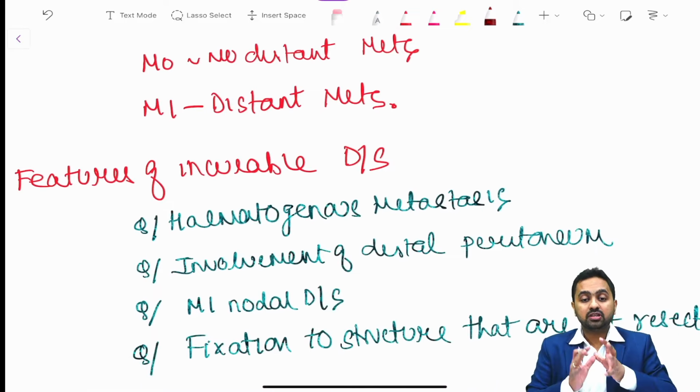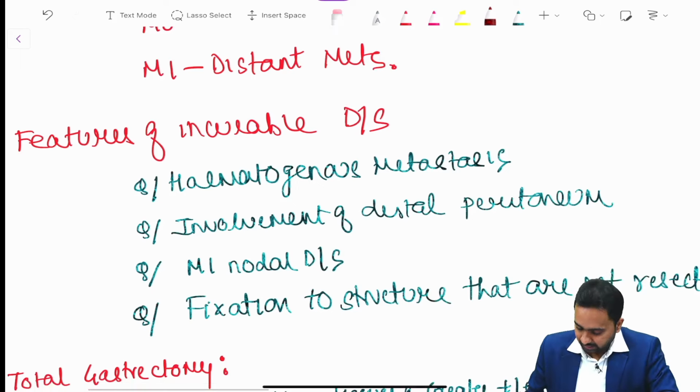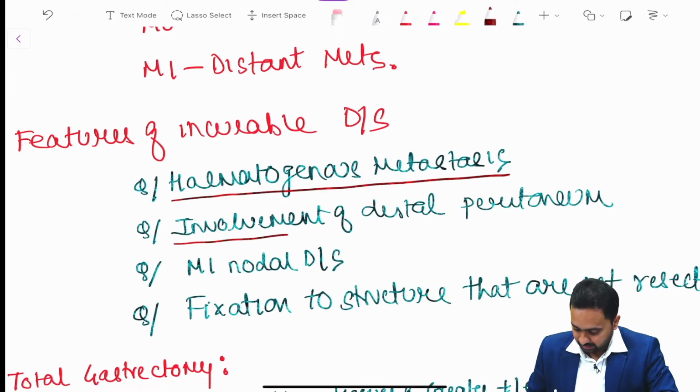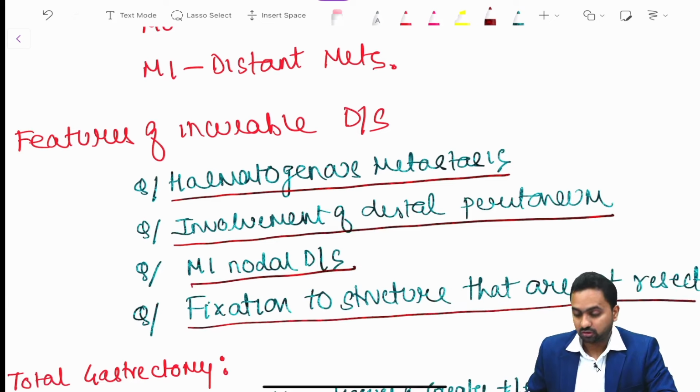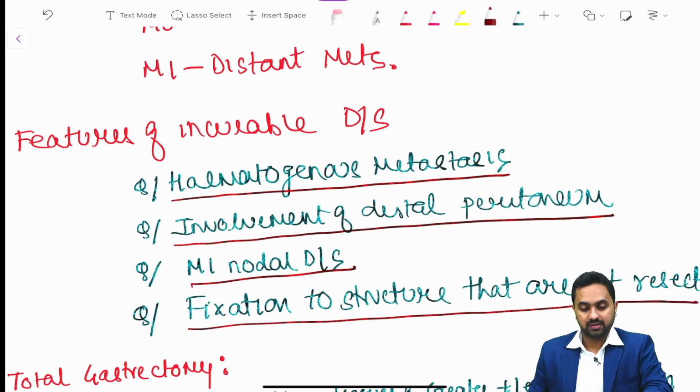Now, what are the features of incurable disease? It includes hematogenous metastasis, involvement of distal peritoneum, M1 nodal disease, and fixation of structures that are not resectable.